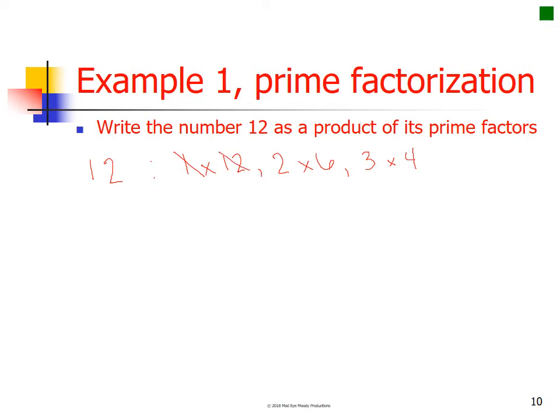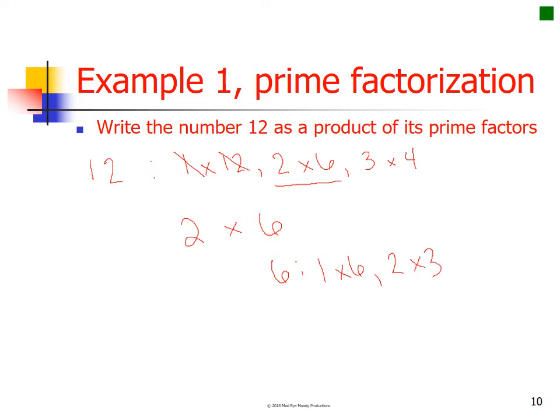That leaves me with 2 times 6, and 3 times 4. Now, I can pick whichever one I want here. I'm going to go ahead and start with the 2 times 6. 2 is a prime number because it only has 2 factors. I can only do 2 times 1 to get 2. But 6 is not a prime number. What I need to do then is rewrite 6 with its factors. So the factors of 6 are 1 and 6, or 2 times 3.